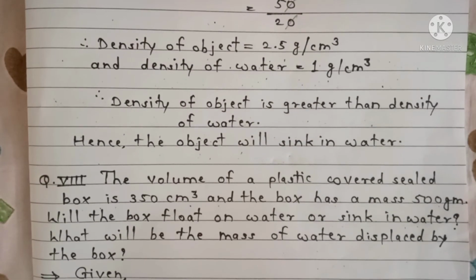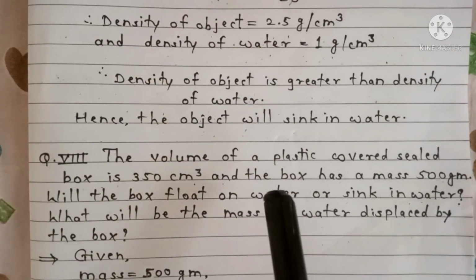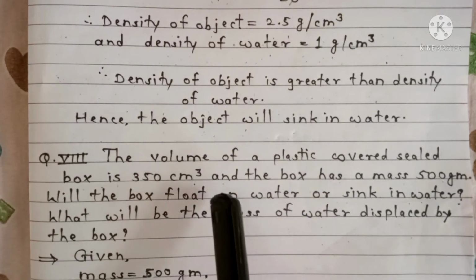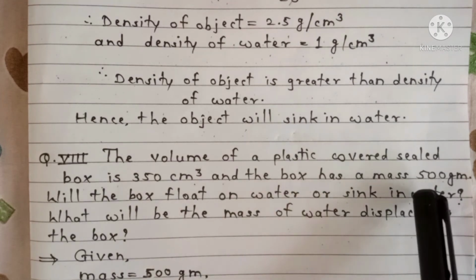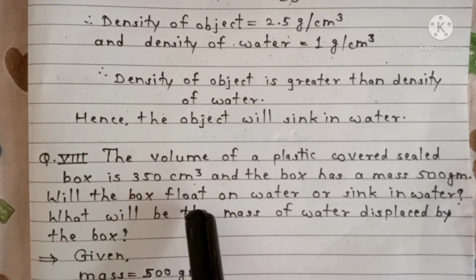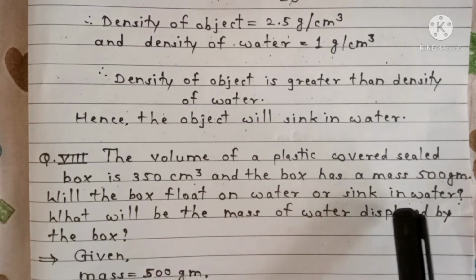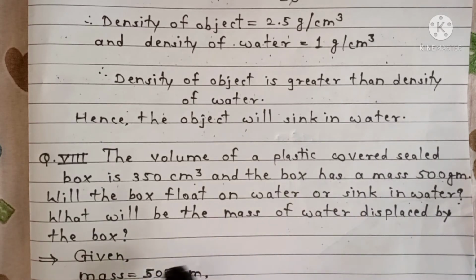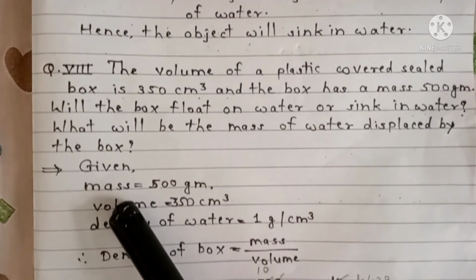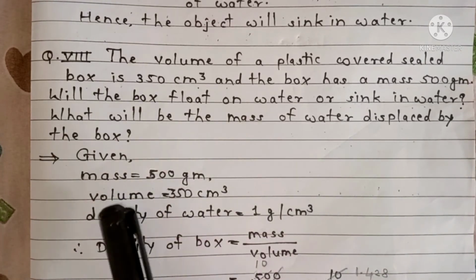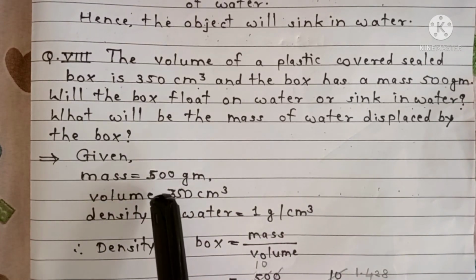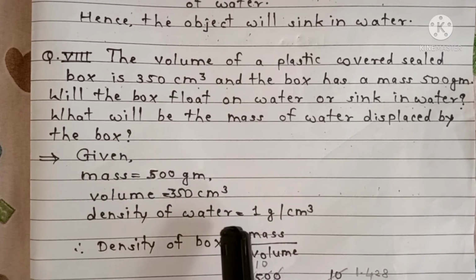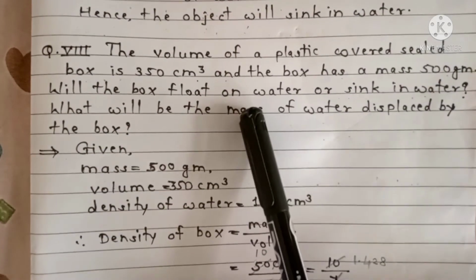Now next, 8th example, let us see, children. The volume of a plastic covered sealed box is 350 centimeter cube and the box has a mass of 500 gram. Will the box float on water or sink in water? What will be the mass of water displaced by the box? So here we have to calculate the mass displaced by the water. Okay. So given: mass is equal to 500 gram, volume 350 centimeter cube, and the density of water, that we know, is 1 gram per centimeter cube.